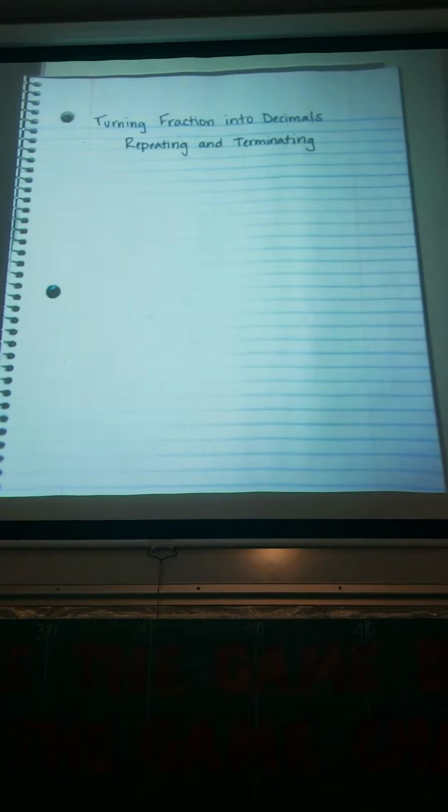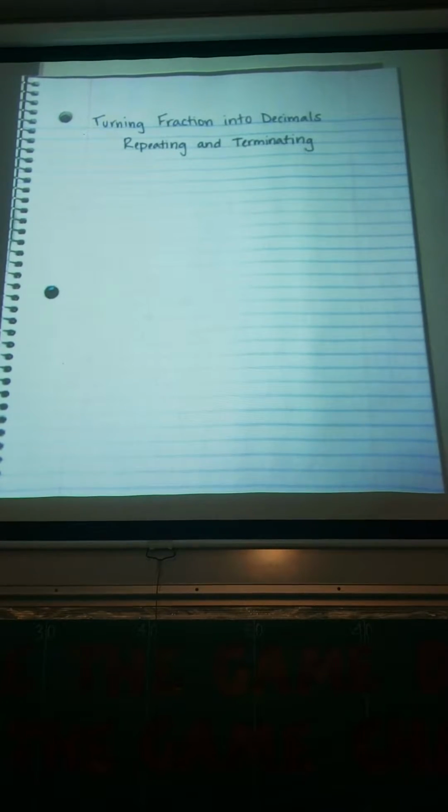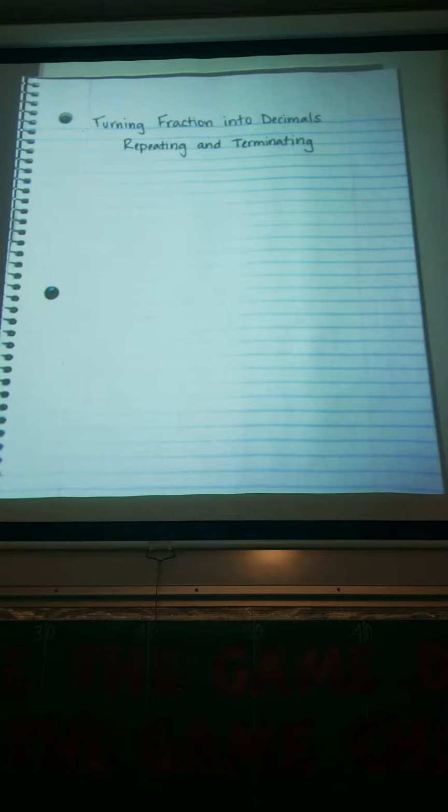Now, some of these are big words and you haven't heard them before in math, so we will talk about those when we come to decimals. But for now, we're just going to go through the steps of how to turn the fraction into a decimal before we talk about the types.